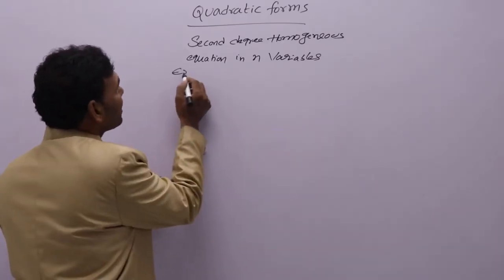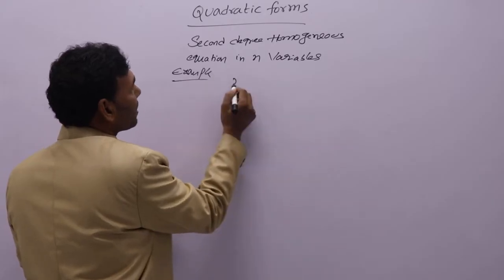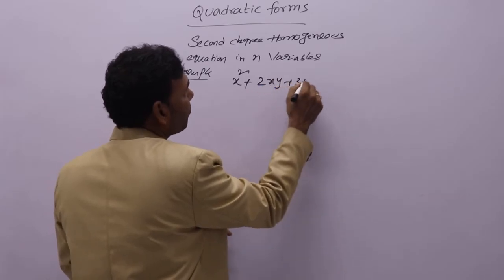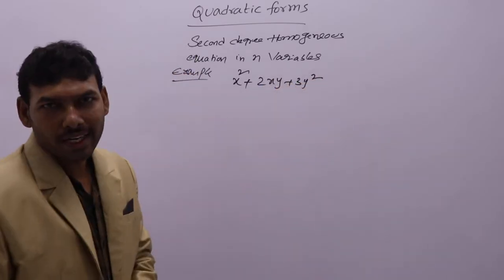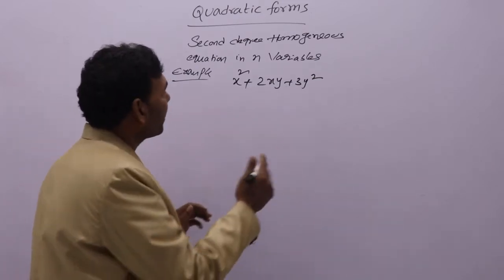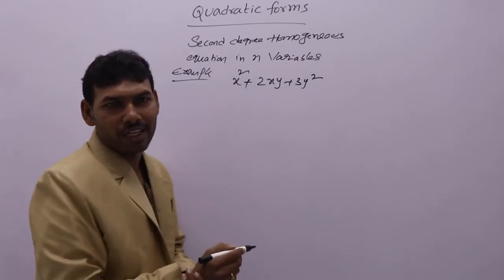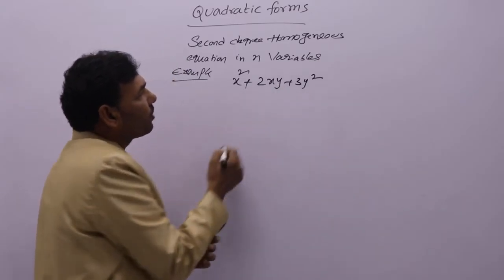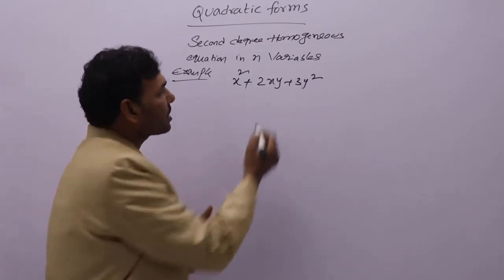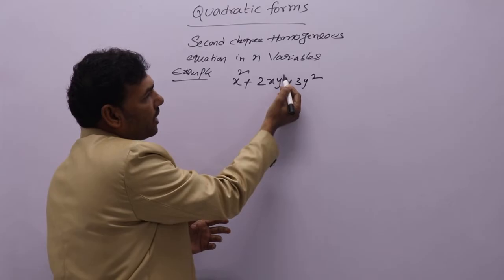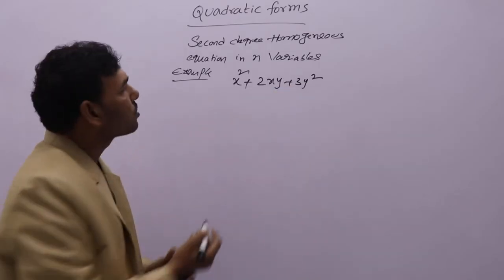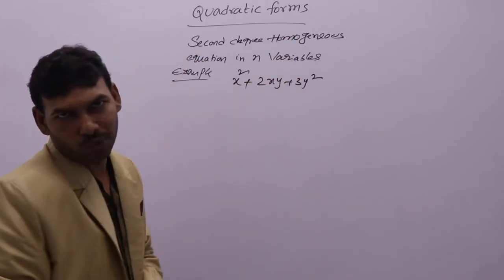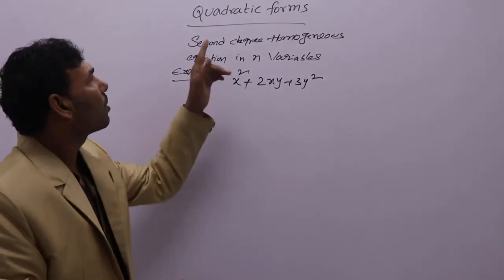So an example for this is, if you have a quadratic form like this, x square plus 2xy plus 3y square. This is a quadratic form in 2 variables. Quadratic form means the degree should be 2; the degree of x square is 2, the degree of y square is 2. You all know that for one term with 2 algebraic factors, you need to add the exponents. The exponent of x is 1, the exponent of y is 1, 1 plus 1 is 2. So the degree of all terms is equal, homogeneous, and the degree should be 2. That type of equation we can call a quadratic form.